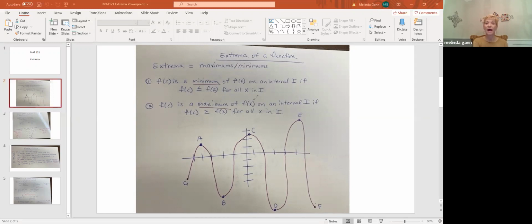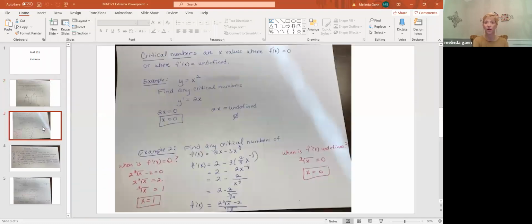Now, how do you find these extremes? How do you find these highs and these lows? Well, let's go look at, they're going to tell us how to find them. The first thing we're going to have to do is find something called critical numbers. Now, what's a critical number? Critical numbers are x values. So you need to write in your notes that critical numbers are x values. Okay? And maximums and minimums are y values. Okay? So critical numbers are x values. We'll talk about that in a minute. Maximums and minimums are y values.